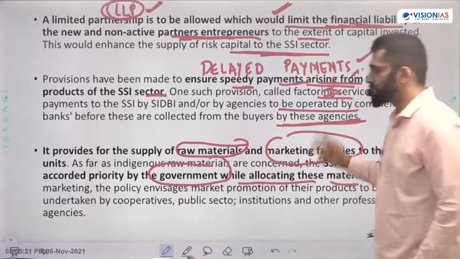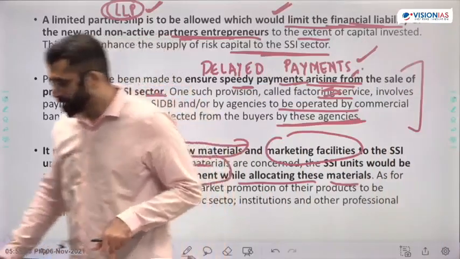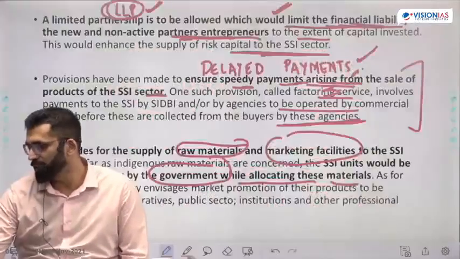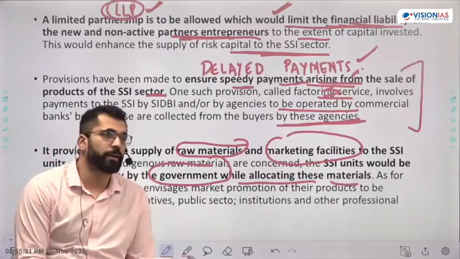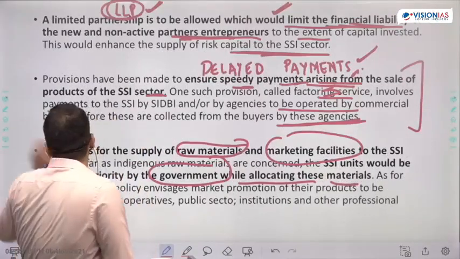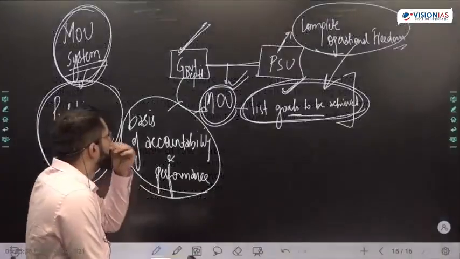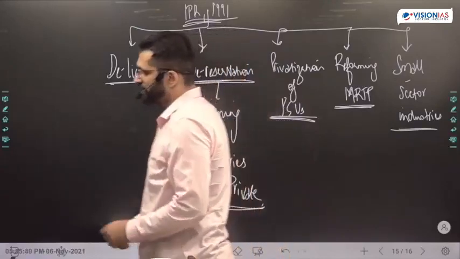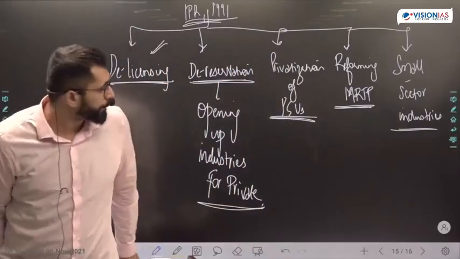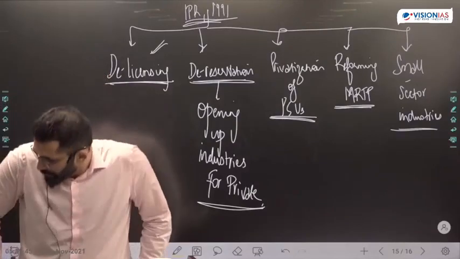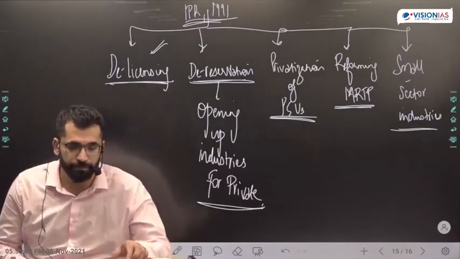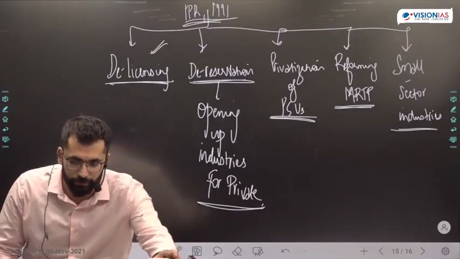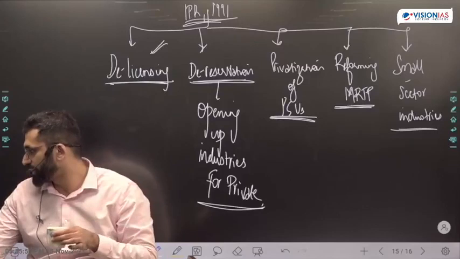Helping them with raw materials and marketing. Now this is the complete 1991 story. This is what IPR 1991 was trying to do. We discussed it under different heads. Any doubts here? These are the different things which were happening. Any doubts in this?